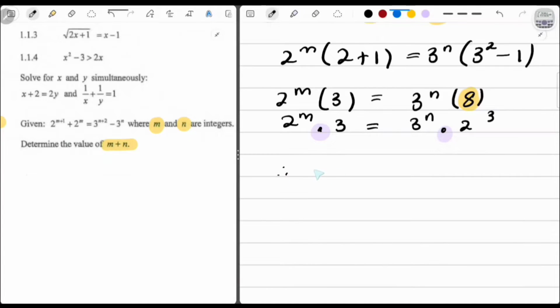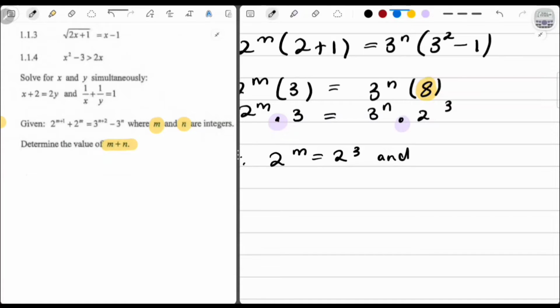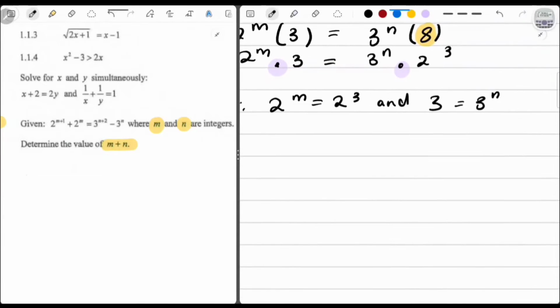So this would mean that 2 to the power of m would be exactly the same thing as 2 to the power of 3. We're equating it like that. And this would mean that the 3s would also go together. The 3 to the power of an invisible 1 is equal to the 3 to the power of n. And by the law of exponential equations, when the bases are the same, you can make the exponents equal. So it means that m is actually equal to 3 and n is equal to an invisible exponent of 1.